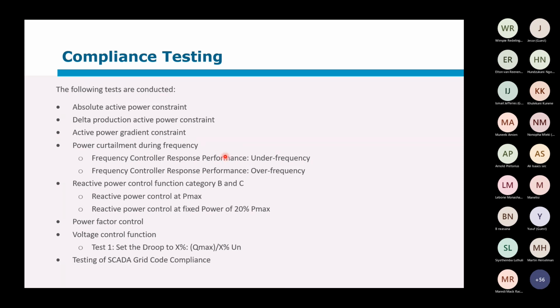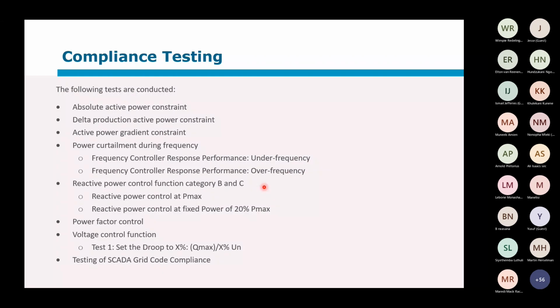Power curtailment during overfrequency can be tested. Sorry, compliance testing, let me step back. This is the physical testing that occurs after commissioning has taken place. This is also what you would do with a dry run test, which should be part of the compliance of the commissioning. And this is what will be tested when RETEC comes to visit and ensures that you are grid code compliant.